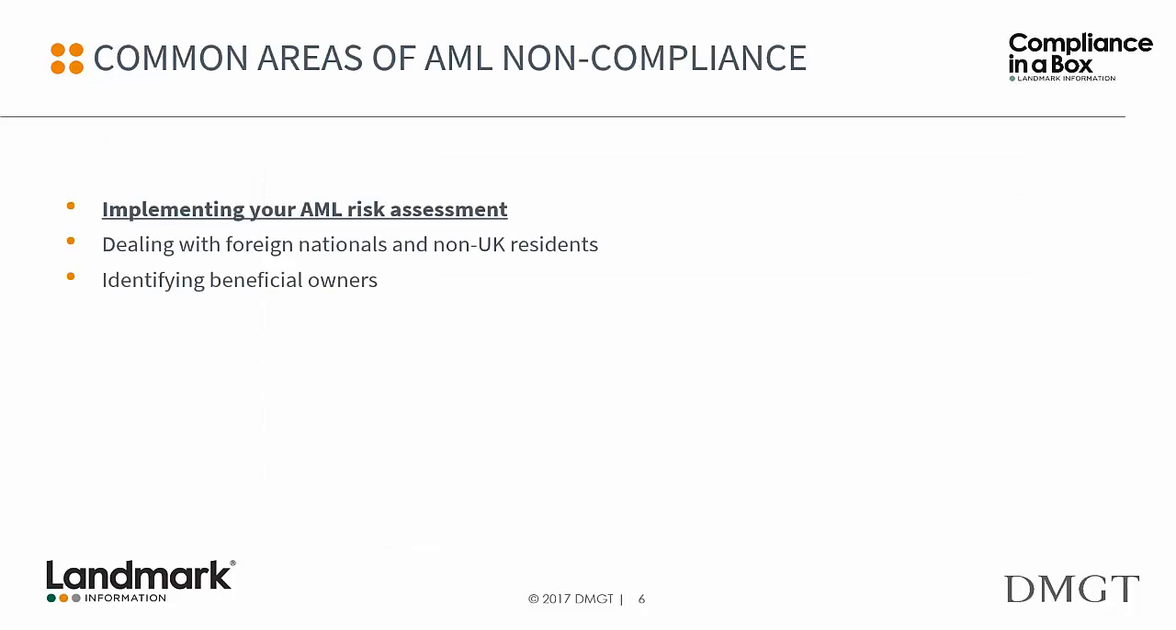Now, common areas of non-compliance. So the first area of non-compliance we're going to focus on today is implementing your AML risk assessment and demonstrating to HMRC that you are taking a risk-based approach to money laundering risk in your business. Looking at how you arrive at the decision to identify an individual or transaction as low, medium or high risk. And this is where your AML risk assessment comes in.